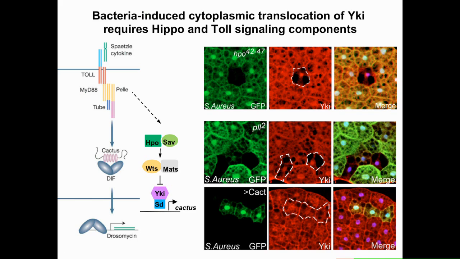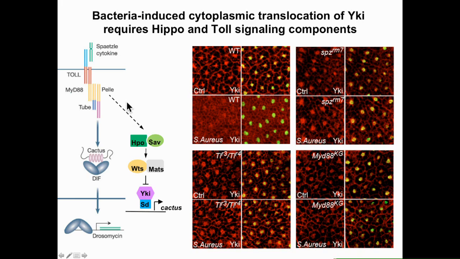We can do the same experiment for Pele, which is the kinase downstream of the Toll receptor. I hope you can appreciate that in the Pele mutant clone, Yorkie stays in the nucleus. It doesn't translocate to the cytoplasm. On the other hand, if you simply overexpress the Cactus gene product in these fat body cells, you do not see a change of Yorkie translocation, suggesting that however the Toll receptor pathway talks to the Hippo pathway, it has to be somewhere between the Cactus protein and the Pele protein kinase.